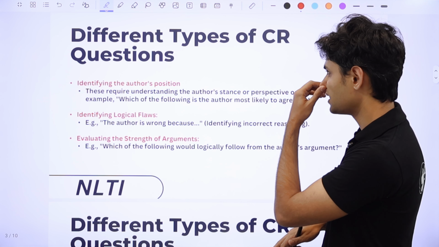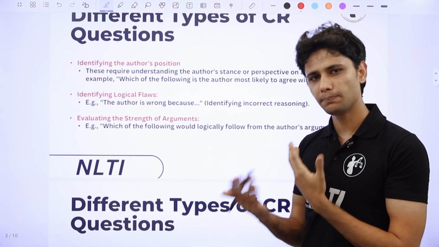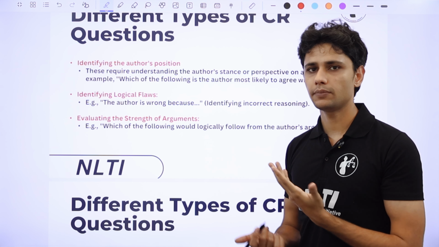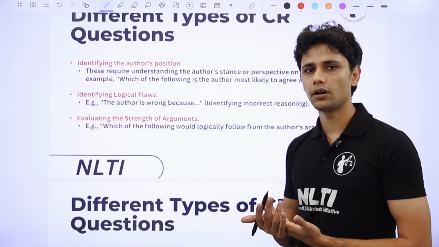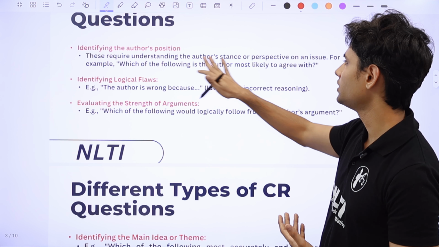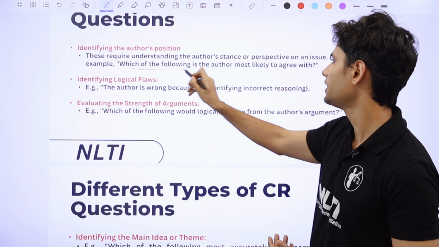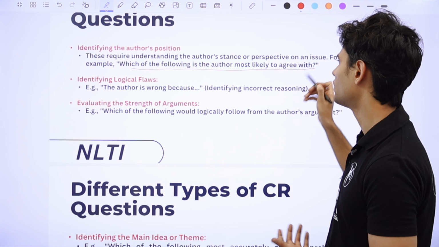Now, the other one is identifying the author's position. These are the simplest type of questions, and you can again expect about 3 to 4 questions along this template. For example, these require understanding the author's stance or perspective on an issue. For example: which of the following is the author most likely going to agree with?